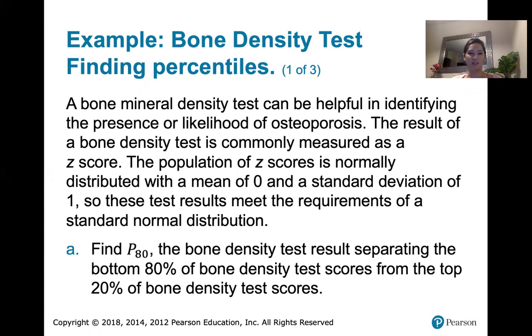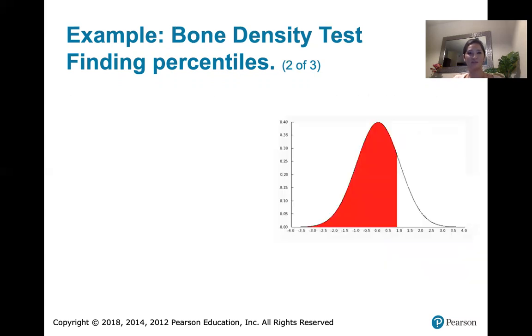Now, first we're asked to find P sub 80. Remember, that's the 80th percentile. That's the bone density result separating the bottom 80% of bone density test scores from the top 20% of bone density test scores. Now remember, those percentiles actually correspond to areas under the curve. So the first thing that I would do is draw this normal distribution, and then draw a line segment over here, in such a way that 80% of the area is to the left and 20% of the area is to the right.